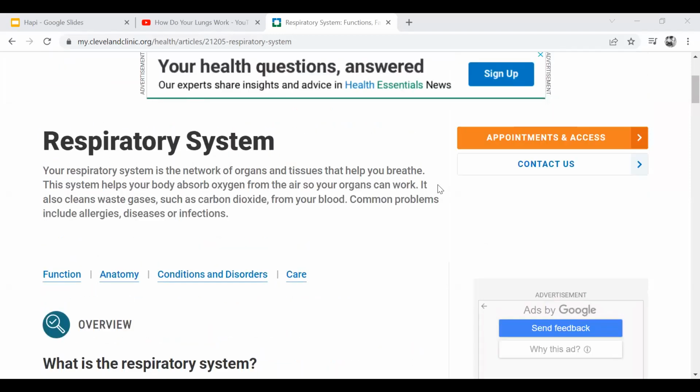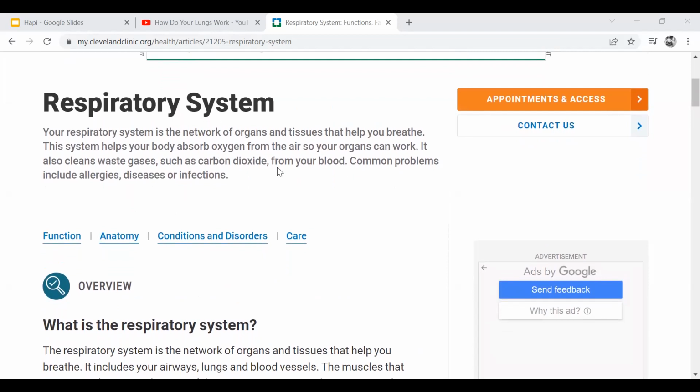And this says here, good, listen to what this says here, Princess. Respiratory system. Your respiratory system is the network of organs and tissues that help you breathe. Good. This system helps your body absorb oxygen. See it here? Oxygen from the air so that your organs can work. Organs. Now, what are these organs?